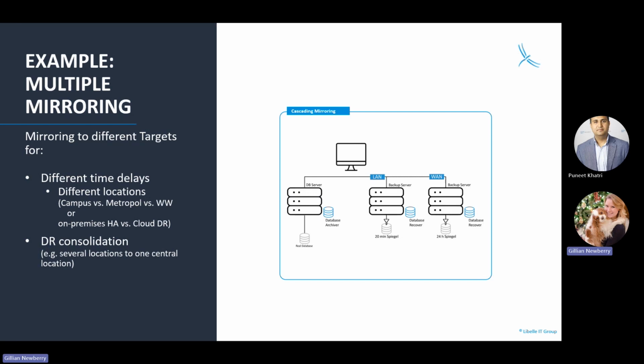In the graphic seen here, the various targets have different time delays, resulting from their differing locations. The on-premise backup has a 20-minute delay, while the secondary located backup has a 24-hour delay. The principle can also be applied to consolidate DR from several locations into one central location.